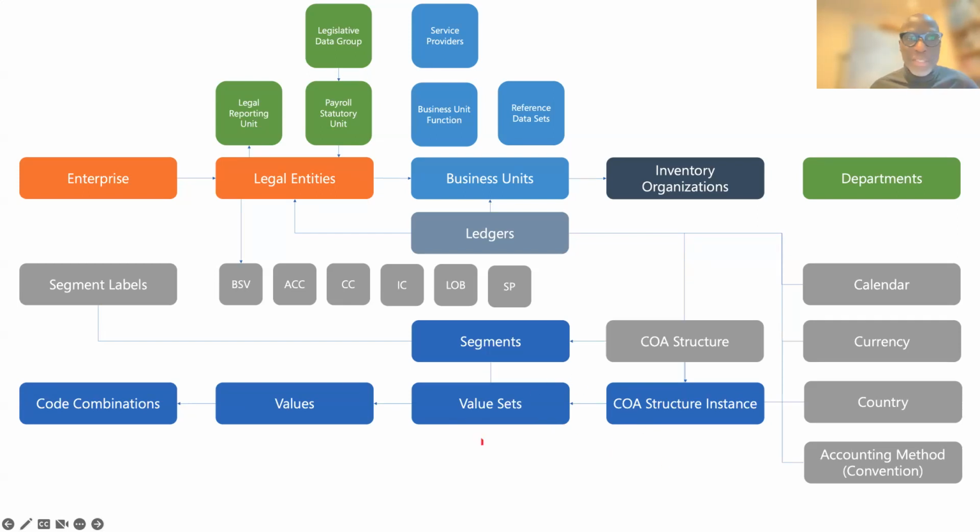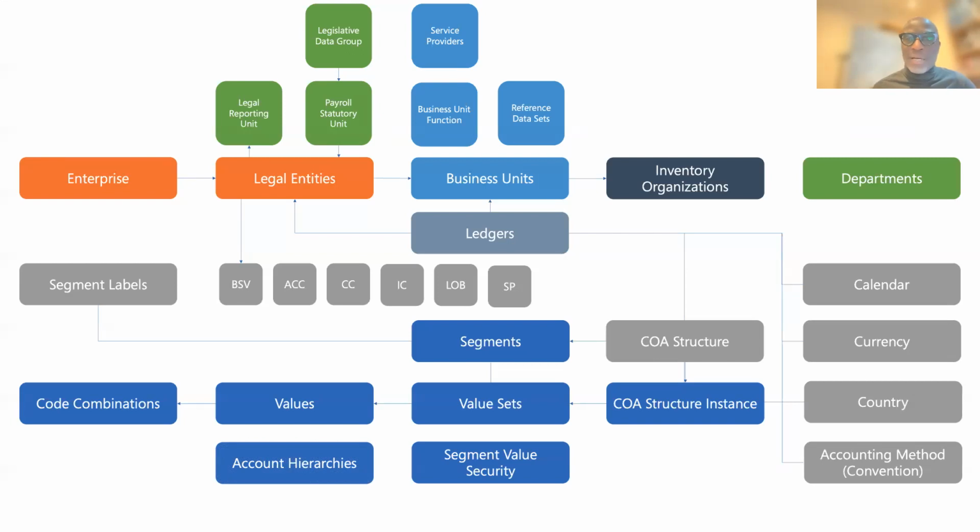Within each of these values, you could have security, which is your segment value security, which can limit how your users will access the values within those segments. So you can restrict the values to say that somebody in a certain BSV cannot see data which represents data in a certain COA structure instance, for example. Those are the kind of things that you could put in from a security perspective.